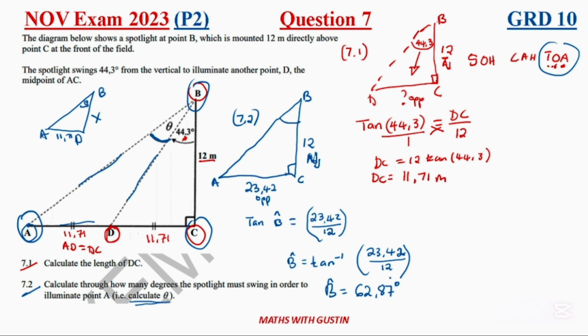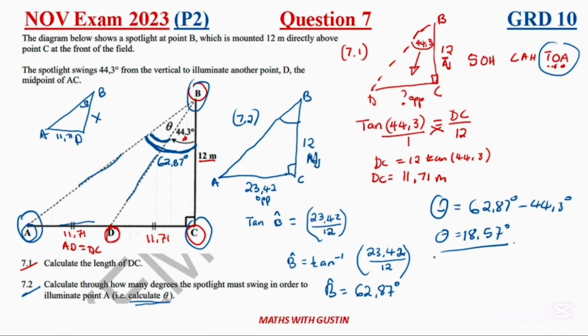All right, so now once you have this, it means what we have calculated is this whole angle, the whole of this angle. Now it is 62.87. So now you are only looking for this one, so therefore theta will have to be equal to the difference between the two. Okay, so it's just going to be 62.87 degrees minus 44.3, which gives us 18.57 degrees. So this is the angle of theta.